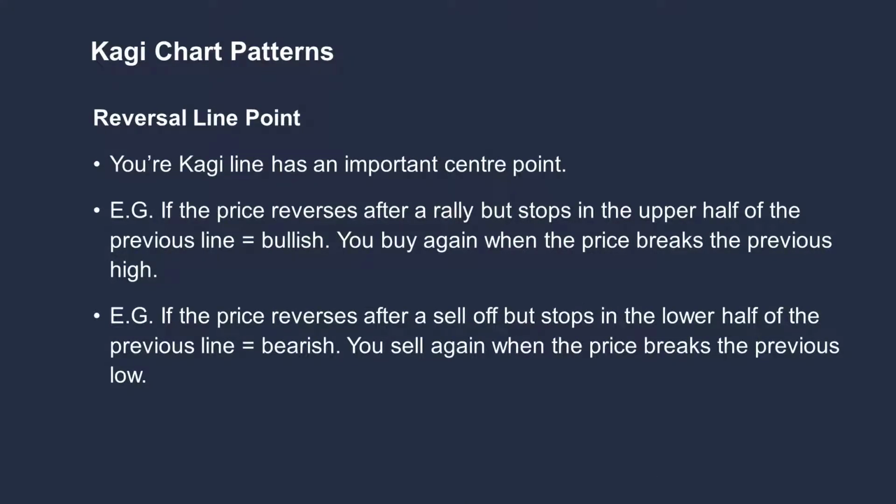Now your Kagi line has an important centre point, and this can be a reversal line point. For example, if the price reverses after a rally but stops in the upper half of the previous line, that's a bullish indication that that rally is then going to continue as it breaks through that previous high, and vice versa for a bearish trade. If the price reverses after a sell-off but stops in that lower half and then continues to break back down below that previous low, then that's a good sign for a bearish continuation. So let's take a look at an example of that.